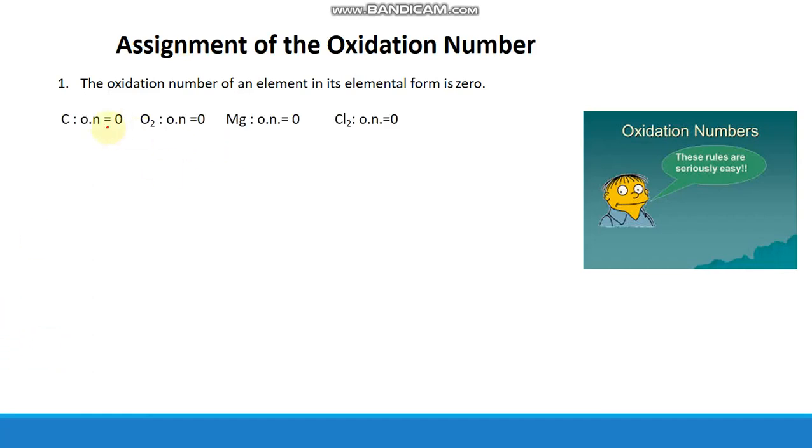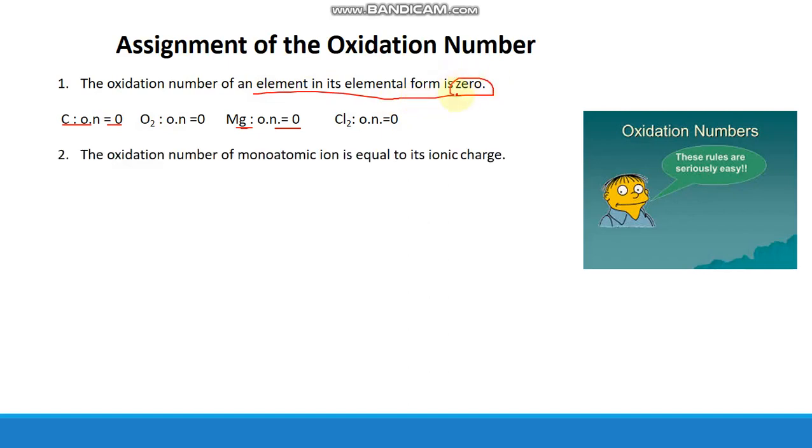Example, we have here carbon, the oxidation number is 0. The magnesium, the oxidation number of Mg is 0, because they are not bonded with other atoms. We have an exception here: oxygen, O2, and Cl2. They are exceptions. They are bonded, but why? Because they are found naturally as diatomic molecules. Cl is not stable alone, so it needs to be bonded with another Cl atom, and this is also true for oxygen. Okay, so the oxidation number of an element in its elemental form is 0.